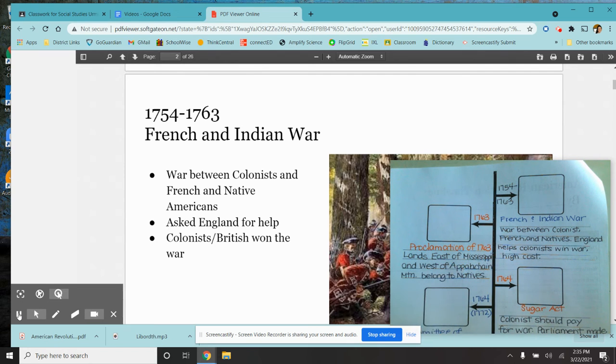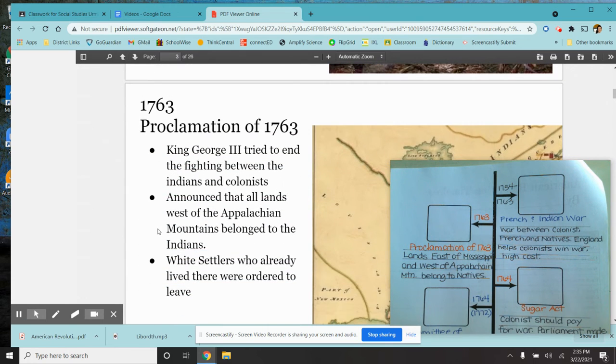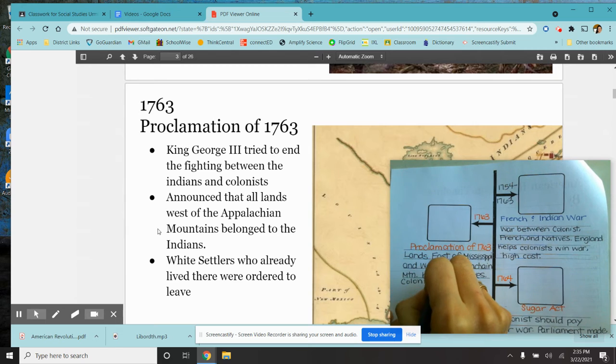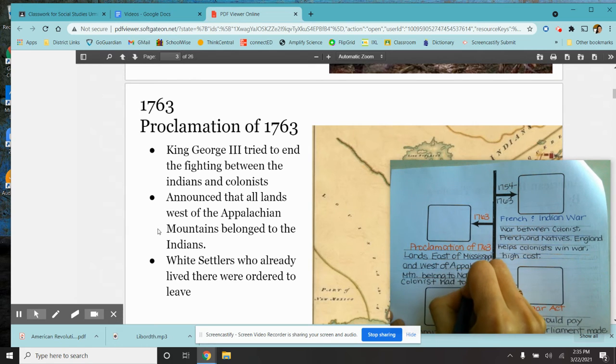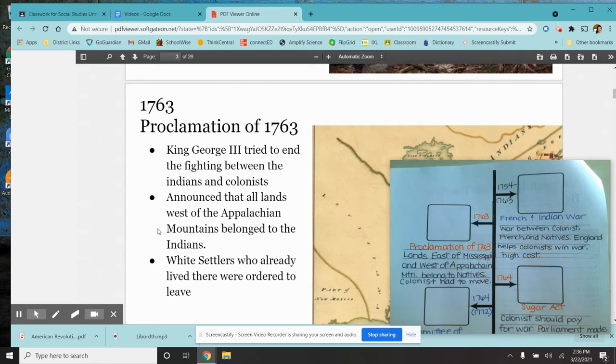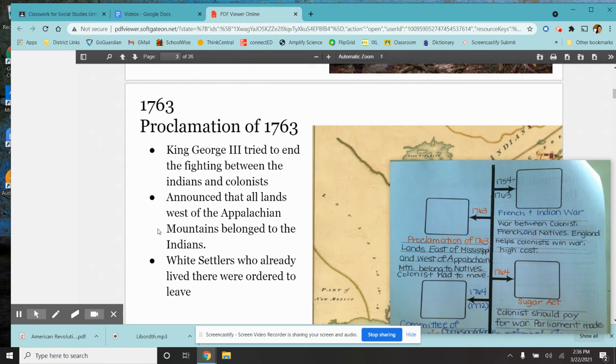All right, the Proclamation of 1763. The lands east of the Mississippi and west of the Appalachian Mountains belong to the natives. And we could probably add that colonists had to move because there were already colonists living in that area. So in the box, you're going to draw a detailed drawing. I know it's a small little square, but you could draw a lot there. Use your color pencils, outline, draw. I was trying to find my versions of my previous drawings, but I couldn't find any.